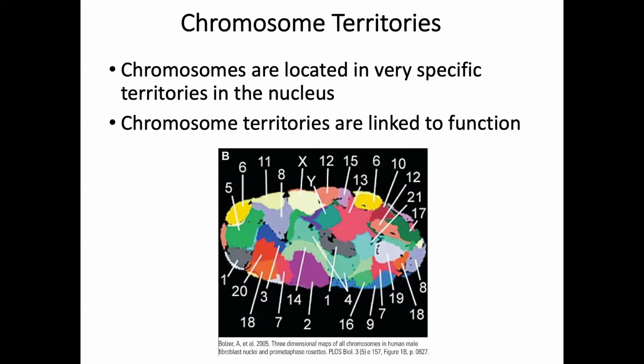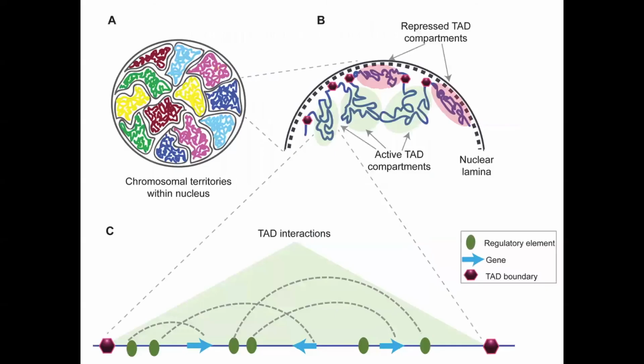So this picture shows human chromosome territories during the prometaphase in a fibroblast cell. In the interphase, although the chromosome territories are not as obvious as this picture shows, the concept still holds. The chromosome territories are linked to function, meaning gene expression is regulated by chromatin arrangement. Let's see how chromosome territories affect gene expression.